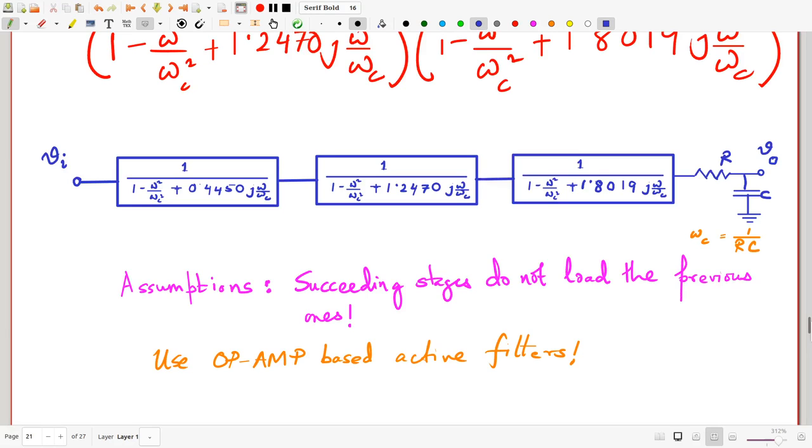So how would we go about implementing these individual pieces? The 1 by 1 plus j omega by omega c piece is something we already understand. That's something we can get using just an RC filter. But what about the other quadratic pieces? For that, what we need to take a look at is a very special and very important kind of filter called the Sallen-Key filters.